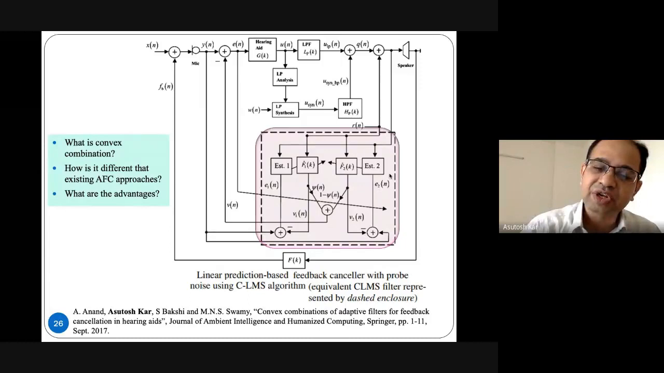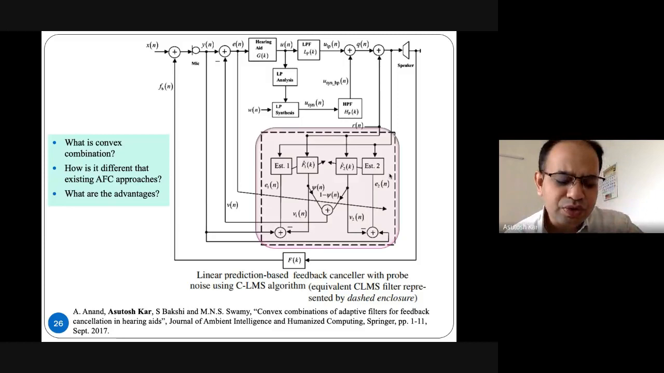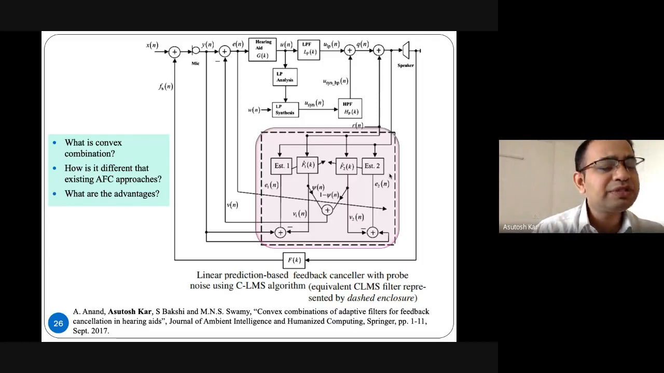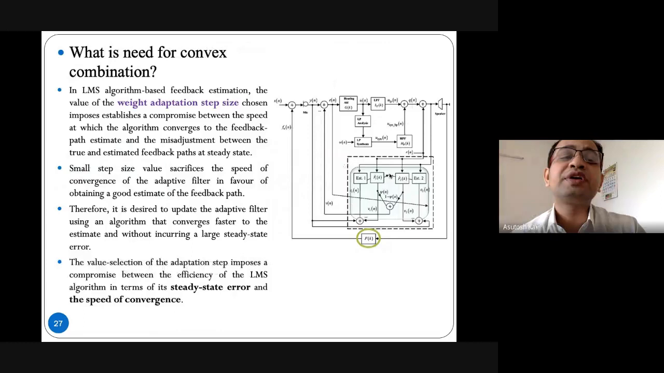We need the best of both. To get the best of both, rather than using one adaptive filter, we went for a convex combination. That means each filter is solving a different problem. One filter is adjusting the step size, which is a faster step size. One filter is adjusting the step size, which is a slower step size. This is the convex combination I mentioned, but rather than reading it, I will just tell the logic.